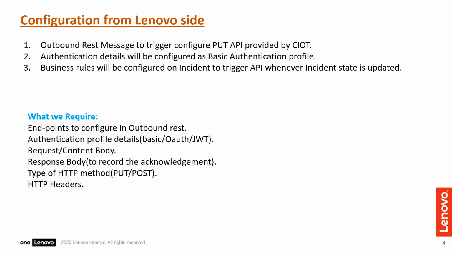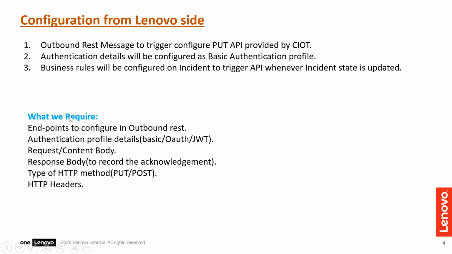Inbound is nothing but if you are receiving the request from a third party. Outbound is nothing but if you are sending the request to the third party. We are sending the state and incident number, right? So we need to create an outbound REST message to trigger the put API. Here API is nothing but an endpoint. Authentication details we need to configure, that is normal, and we also need to create a business rule. The business rule condition is whenever the incident state is updated.